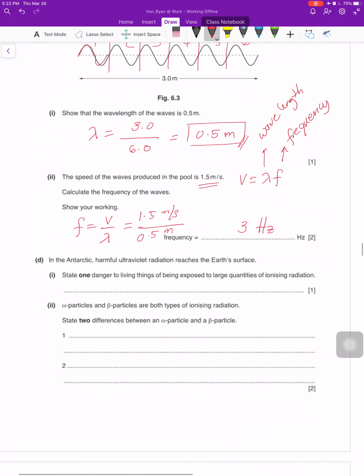in that wave. In the Antarctic, harmful ultraviolet radiation reaches the Earth's surface. State one danger to living things of being exposed to large quantities of ionizing radiation. So usually the answer to this is something related to cancer or mutation. So you can write it can cause cancer, or cell mutation.